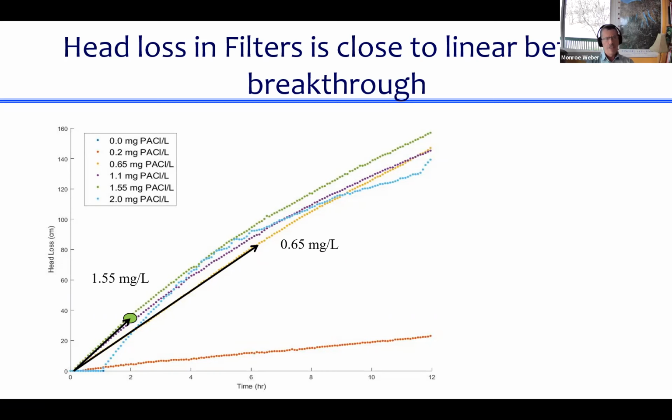So I don't know if this strikes you as odd, but here we have this complicated system where we have sand getting somehow filled up with some flocs, and yet the pressure drop through that sand column just increases nicely, linearly with time.